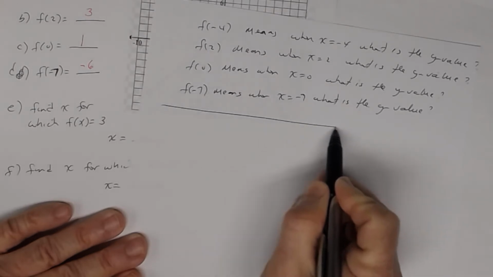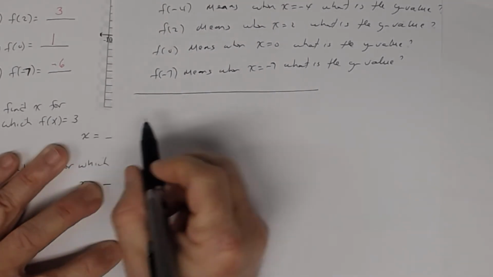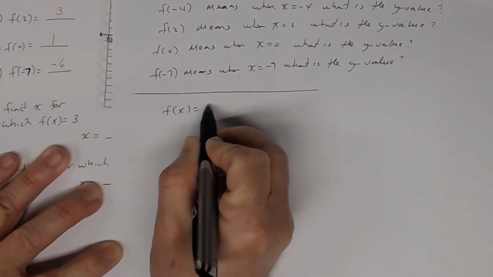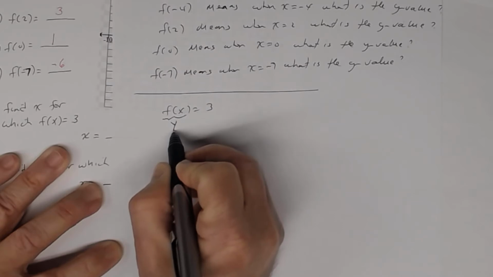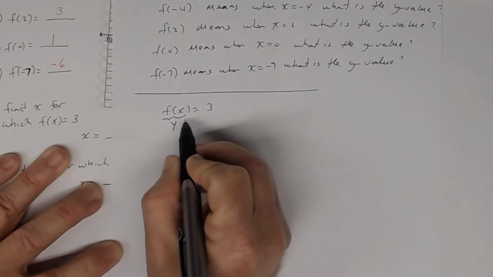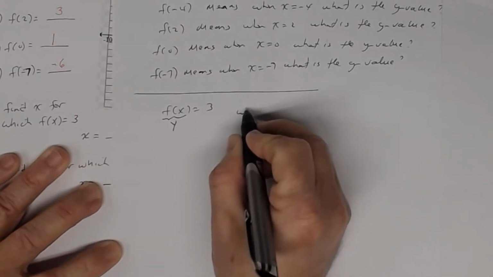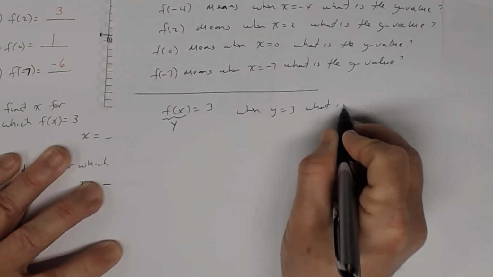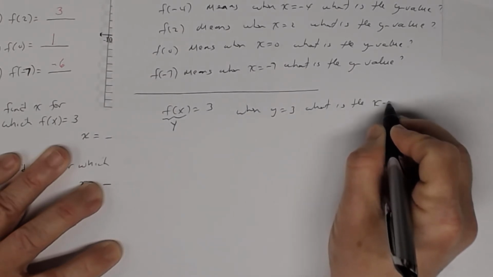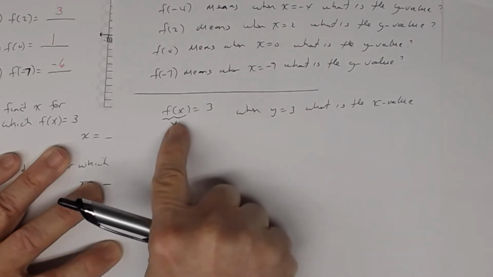I'm going to put a little line here, and then I'm going to go ahead and write this right here, f of x equals 3. Now remember what f of x stands for. f of x stands for y. All right, so this time y is 3. So here's what this means. When y equals 3, what is the x value?